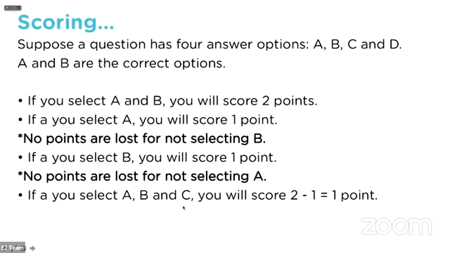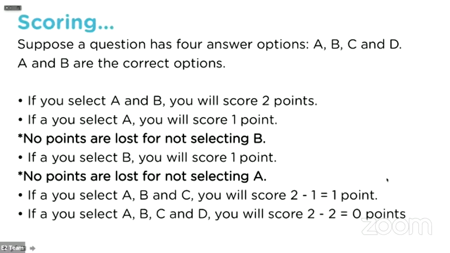If you select A, B, and C, well, A and B were correct, but C was wrong, so you'll get 2 minus 1, you'll get 50%. And if you select A, B, C, and D, you will get 0 points. 0 is the minimum score.